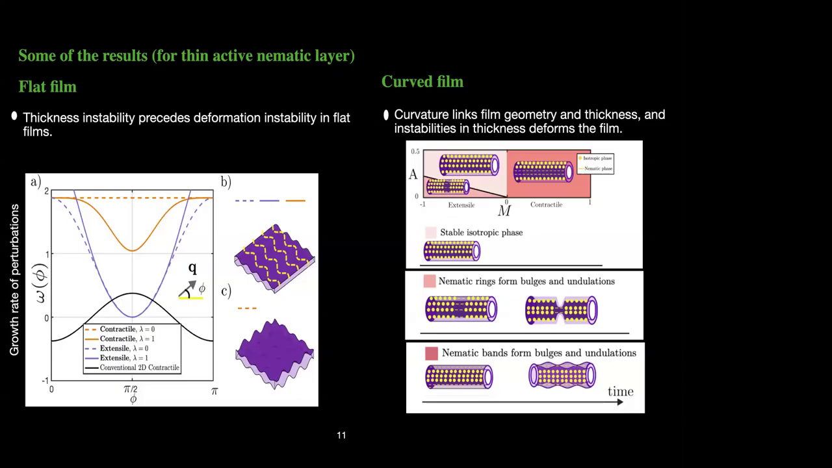And one of the interesting predictions of this theory is that when you account for the thickness and the curvature, the shape and the thickness are coupled. So an instability in the shape could lead to an instability in the thickness, and an instability in the thickness could change and deform the shape.